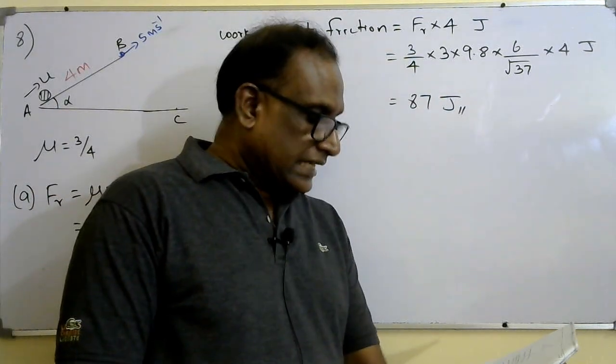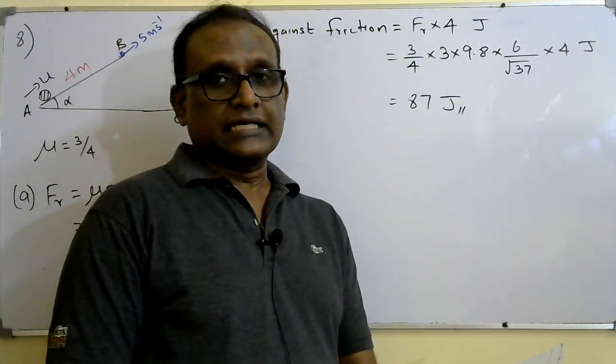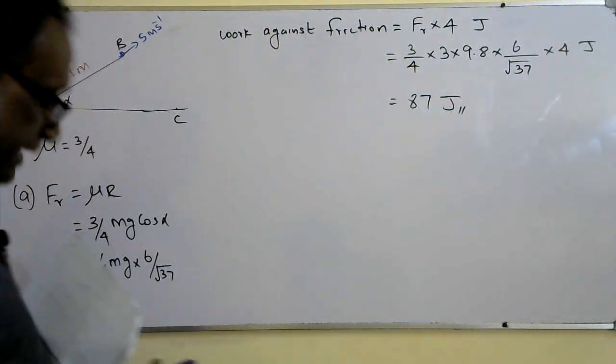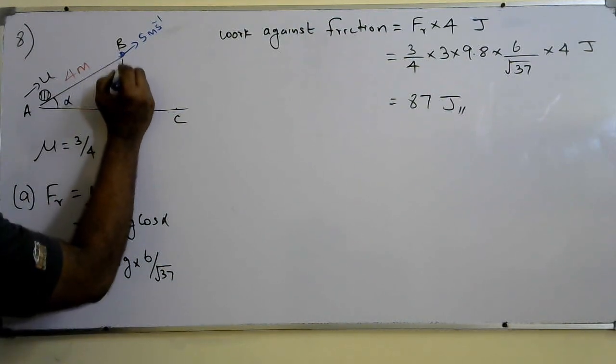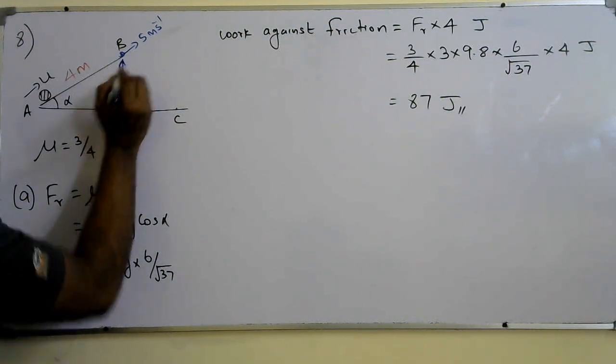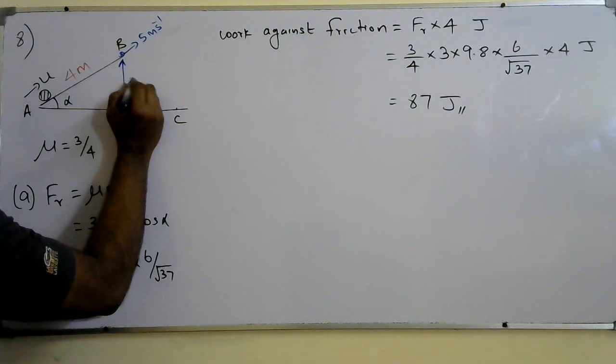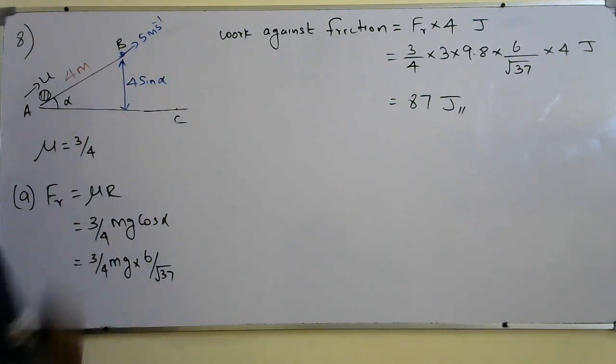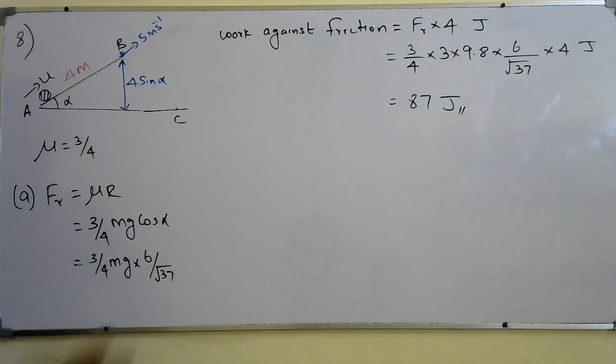By using the work-energy principle, so you can't use Newton's second law, find u. For that I need the vertical distance it moved. The vertical distance it moved when it moved from A to B is going to be 4 sine alpha in this right-angle triangle. So sine alpha we can find by using the right-angle triangle.